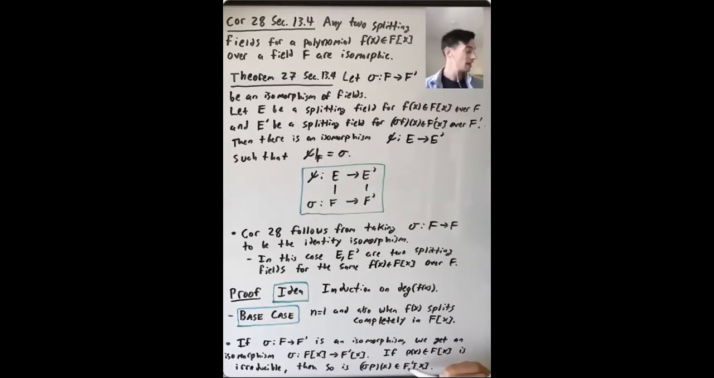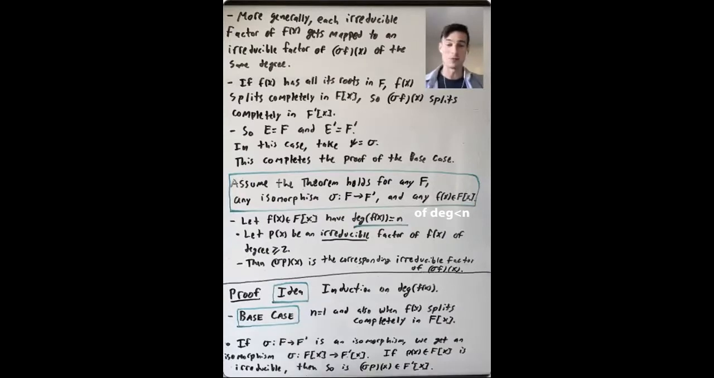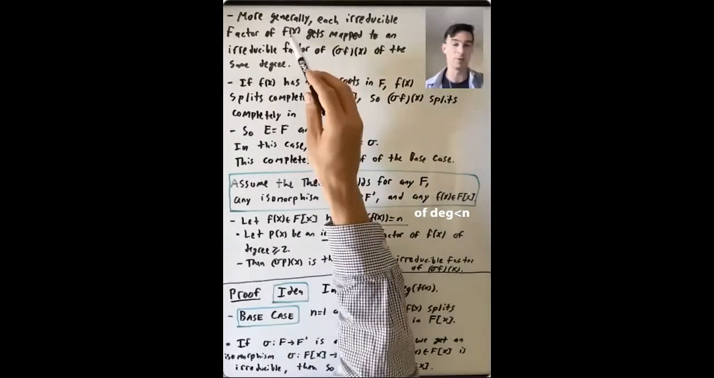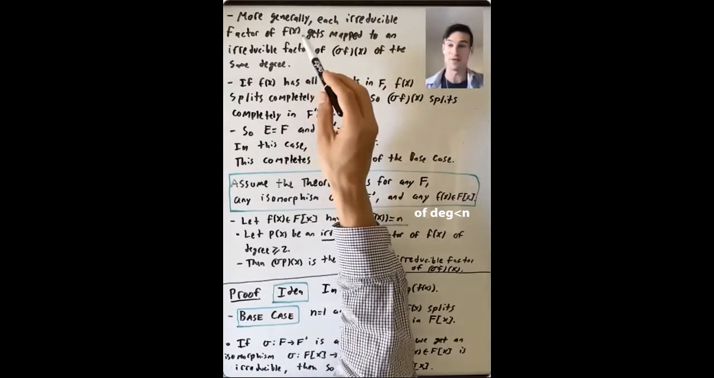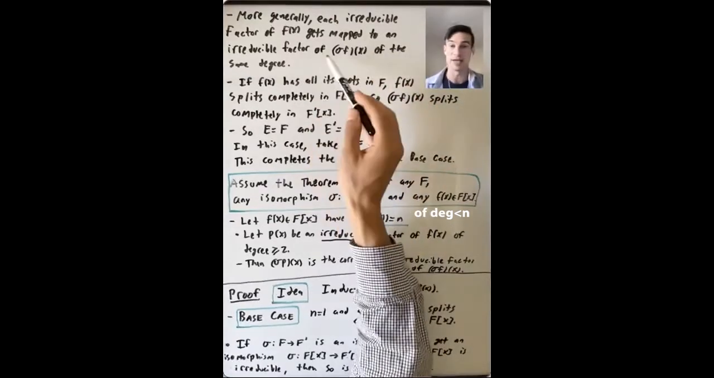So I'm going to pause and erase and just make a more general observation, not just that sigma takes irreducible polynomials to irreducible polynomials, but if you know how f of x factors into a product of irreducibles in F bracket x, you immediately know how sigma of f factors as a product of irreducibles in F prime bracket x as well. We know that this ring isomorphism, sigma, sends irreducible polynomials to irreducible polynomials. But something better is true, that each irreducible factor of f of x gets mapped to an irreducible factor of sigma of f of x of the same degree.